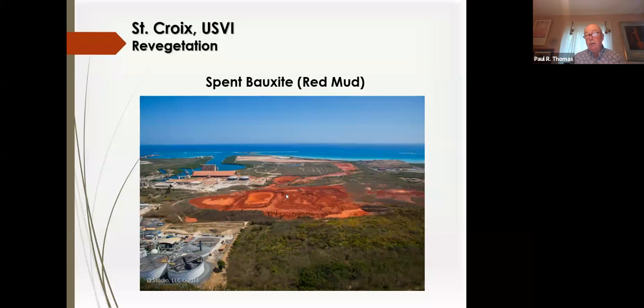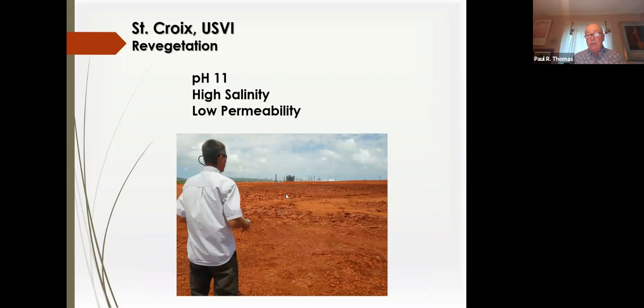Every time they had a storm, a hurricane or a tropical storm, a lot of that stuff was getting washed out into the ocean. In addition to being an eyesore, it was not good for the aquatic life. So we were contracted because of our experience in doing revegetation of impacted soils, and by impacted I mean pH way out of whack, either high or low. High salinity, because they used seawater to quench this process.